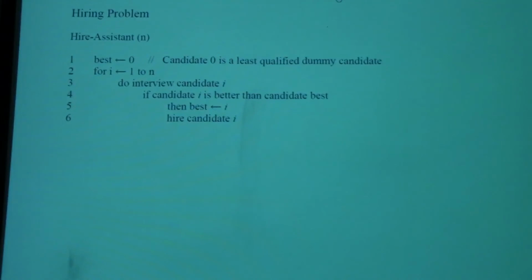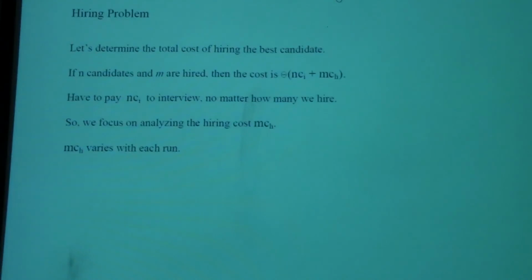The cost of interviewing is a constant. It's going to be N times C_I, N times the cost of interviewing. But the cost of hiring will change. Maybe the cost of hiring is very expensive because we have to fill out paperwork, and it takes time. So maybe that's a cost we want to minimize a little bit. So let's determine the total cost of hiring the best candidate.